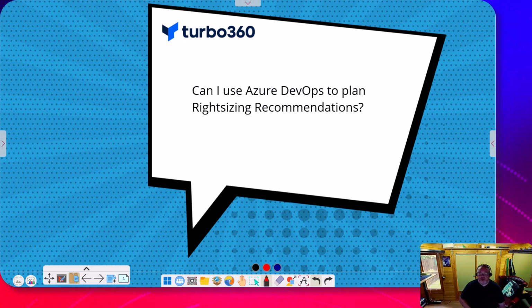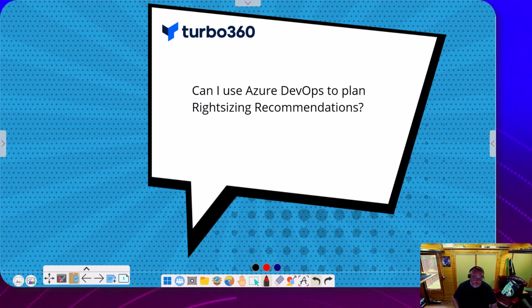Today in this video we're going to talk about a new feature in Turbo 360 coming from a customer request who said, can we integrate into Azure DevOps so I can manage right-sizing recommendations as a plan in DevOps? So let's take a look at how we've done that.